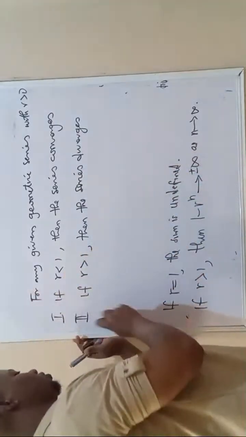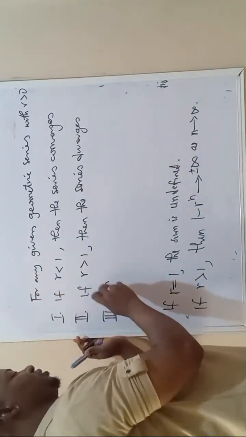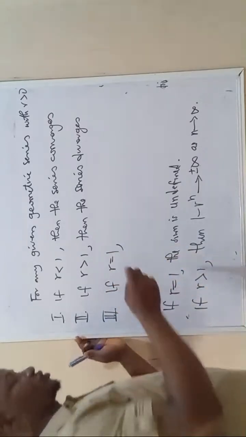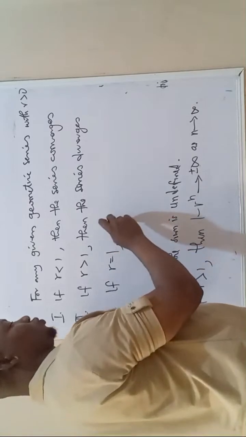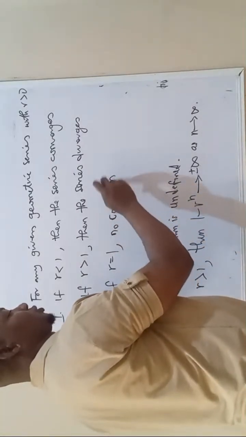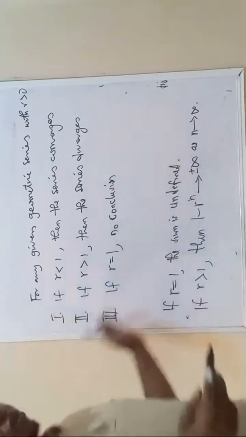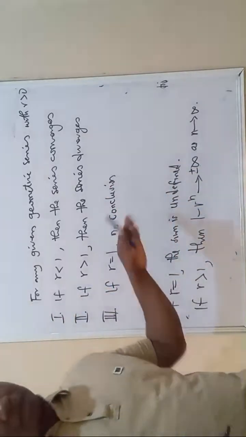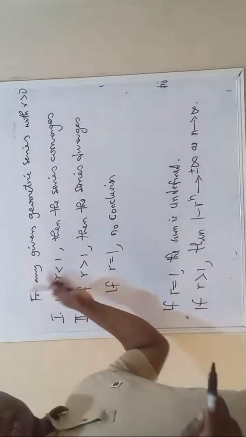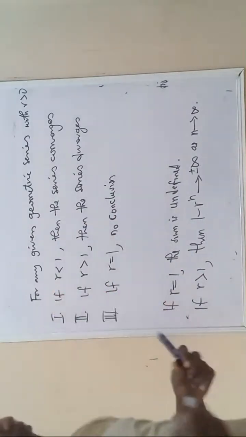And the third case is if R is equal to 1. What we say is that no conclusion can be drawn. Or simply, if R is 1, the series is undefined. So these are the three highlighted things we want to consider there.